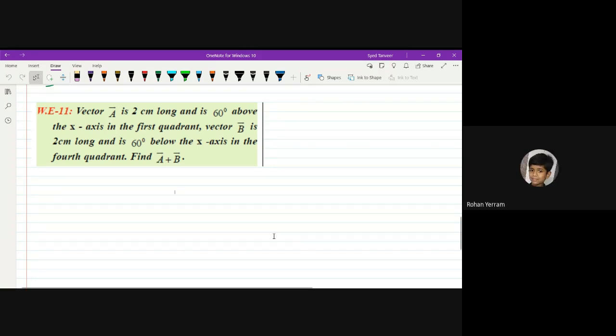Sir, I got 2 i cap plus root 3 j cap. No. You should find the overall resultant. Sir, can you explain it? You try it. If you don't get it, I'll explain it tomorrow.